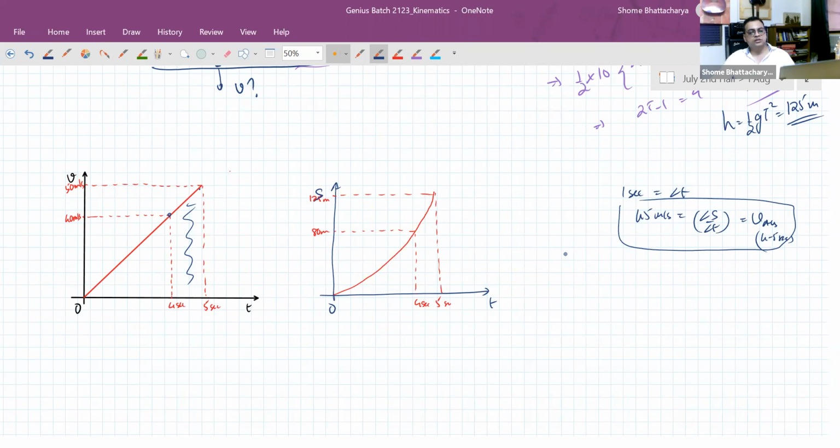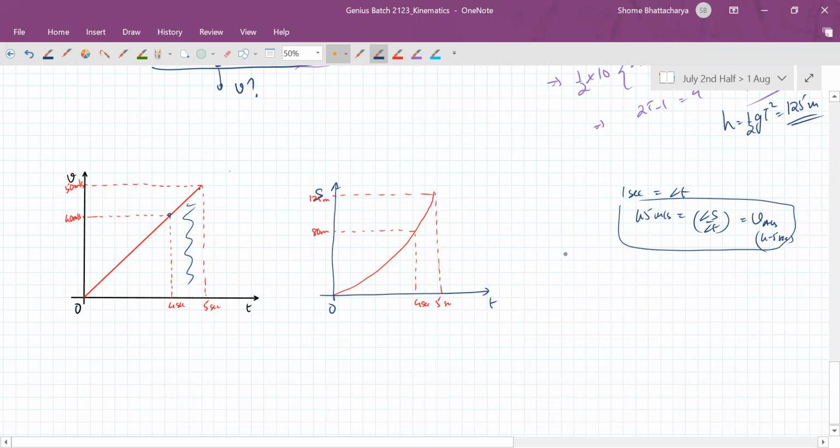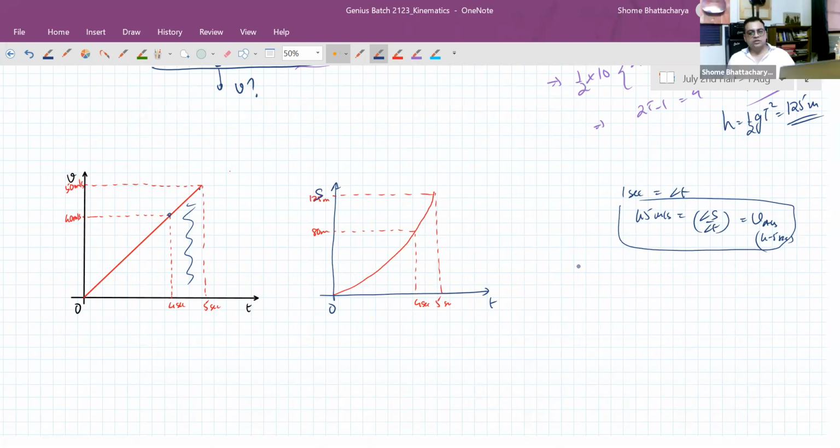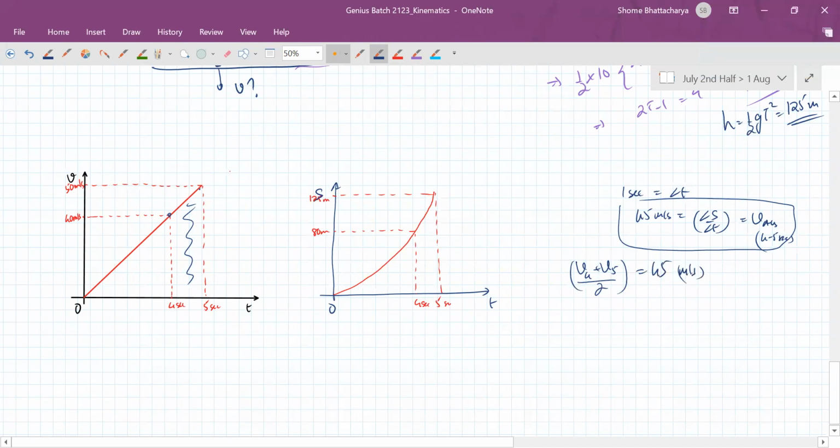It's an accelerated motion. You're missing something. What are you using? What formula are you using with average velocity? Tell me. Sir, v initial plus v final by 2. Okay, chalo. So your velocity at the 4th second plus velocity at the 5th second divided by 2 is equal to 45 meters per second. Okay. Yes, sir. Now what? Next, what you'll do?